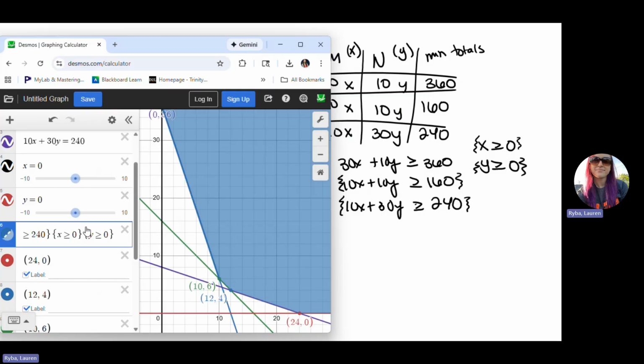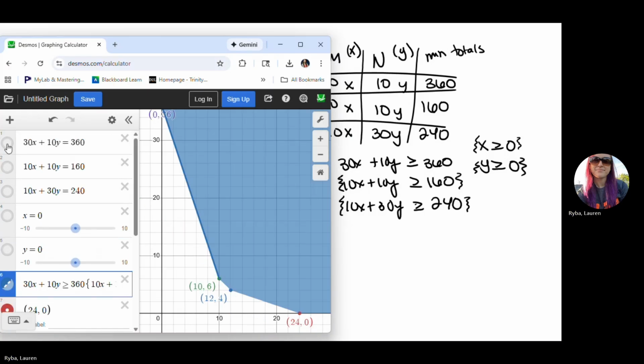I like to keep the lines in just because I can then click on the lines to see the points. Otherwise, you're just zooming in to be able to figure out where those points are, or you can click them on and off. But if I clicked all of these off here, then it shows just the shaded region with my points.